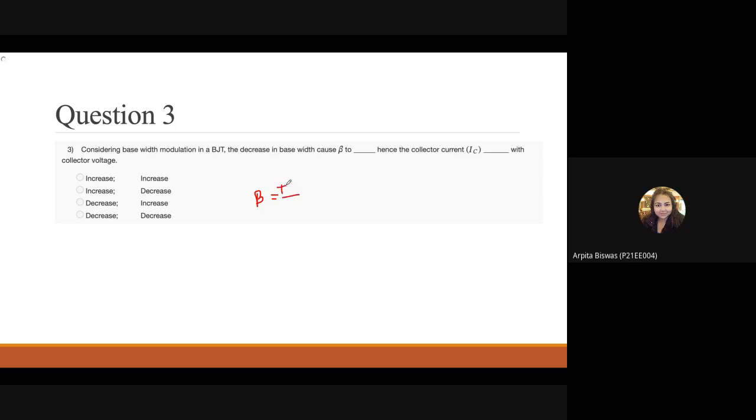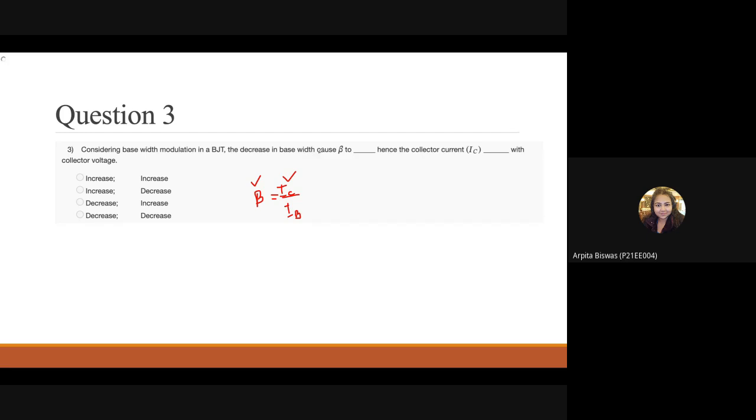So tell me, if beta is increasing, then what about this IC? It is increasing or decreasing? Increases. It is directly proportional, right? See carefully. If beta is increasing, IC is also increasing because it is directly proportional. But IB is inversely proportional. So if beta is decreasing, then IC is also decreasing, and if beta is increasing, IC is also increasing. Okay. Now tell me what is the right option.